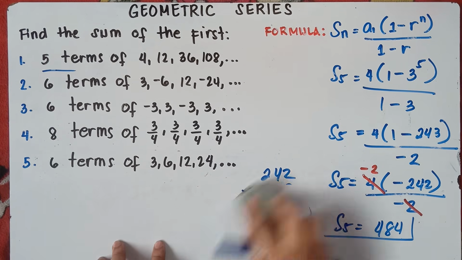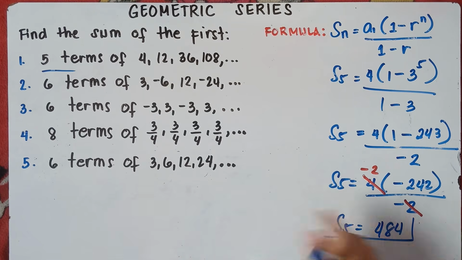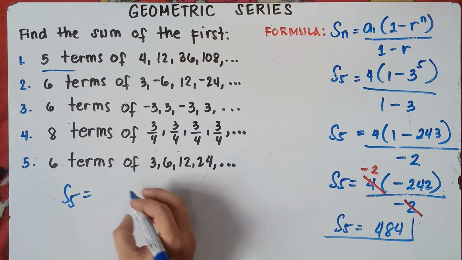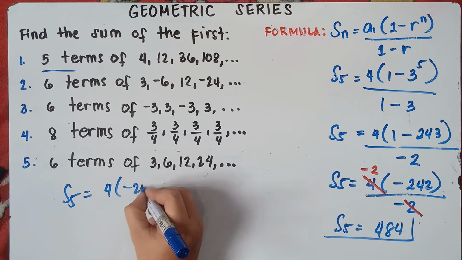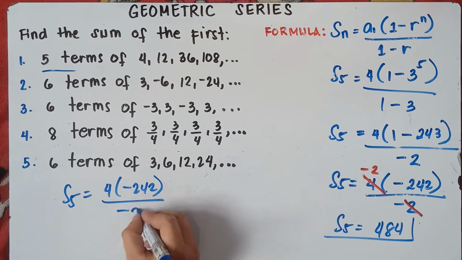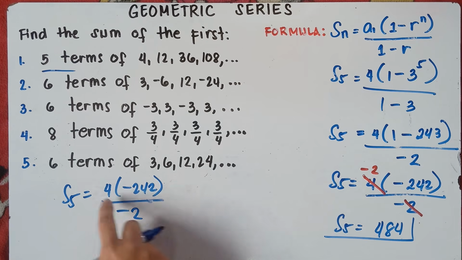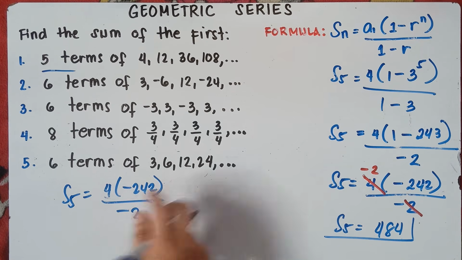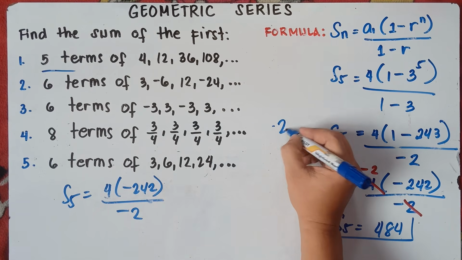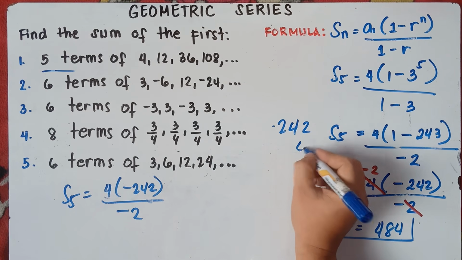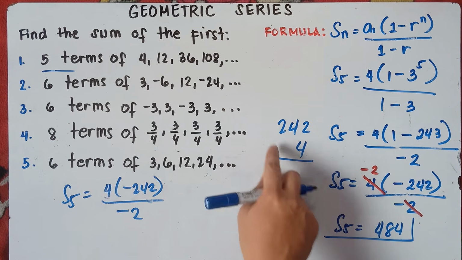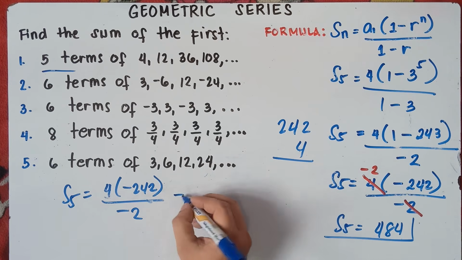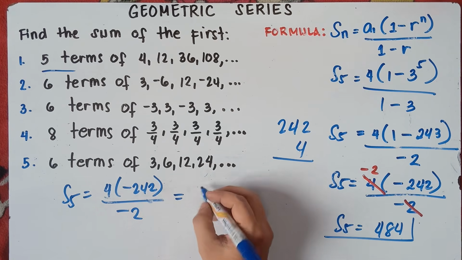Now, if you want to answer this one with another solution, so S sub 5, let's try the other solution. 4 times negative 242 divided by negative 2. So you can multiply that up. If you're confused in dividing 4 divided by negative 2, go ahead, multiply that one first. 242 times 4. Of course, negative 242 times 4 will be negative. Positive times negative is negative.